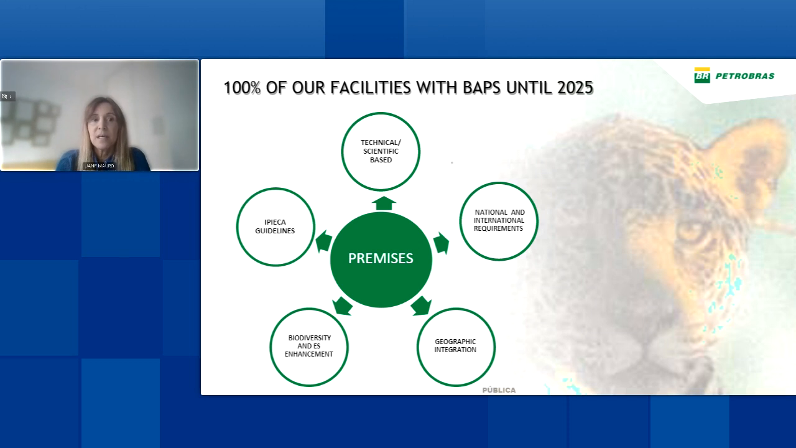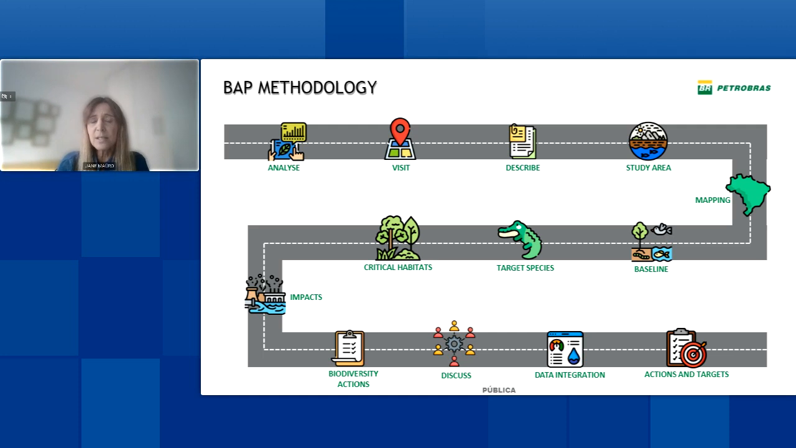So the premises we use to develop our BAPs, which are under development, are first to be technical scientific based, then aligned with Ipieca guidelines and other national and international requirements and guidelines, such as IFC, to have a geographic interaction for the units located in the same context, and to aim at biodiversity and ecosystem services enhancement. These are the steps of our methodology that was developed together with a Brazilian consultancy.